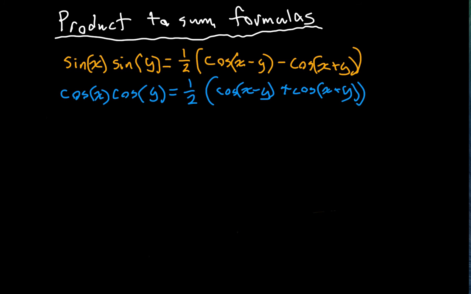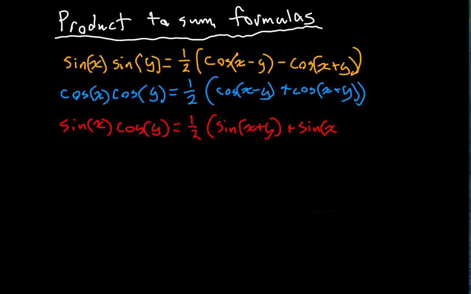All right, we're not done yet. We still have a little bit more to go. Now we have that the sine of x times the cosine of y is equal to, yet again, 1/2 times the sine of x plus y plus the sine of x minus y.